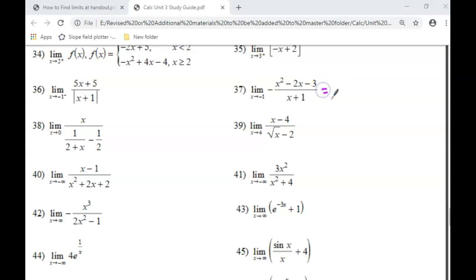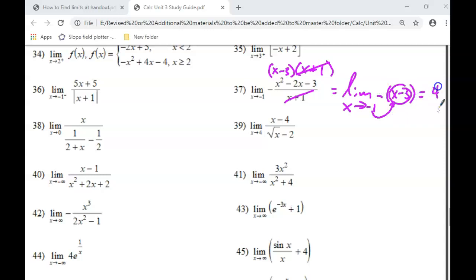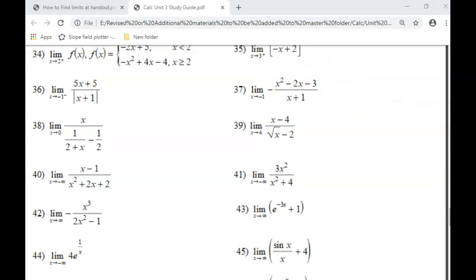First of all, I'm going to factor this and see if it's a removable discontinuity. I'm just going to save some writing time. I do believe the top does factor. So these go away, and I remove the discontinuity. Now I'm left with this. We have the negative, don't forget about that. Plugging in, you get -4 with a negative on the outside, which makes it +4. So the limit on that one is 4. Number 38.